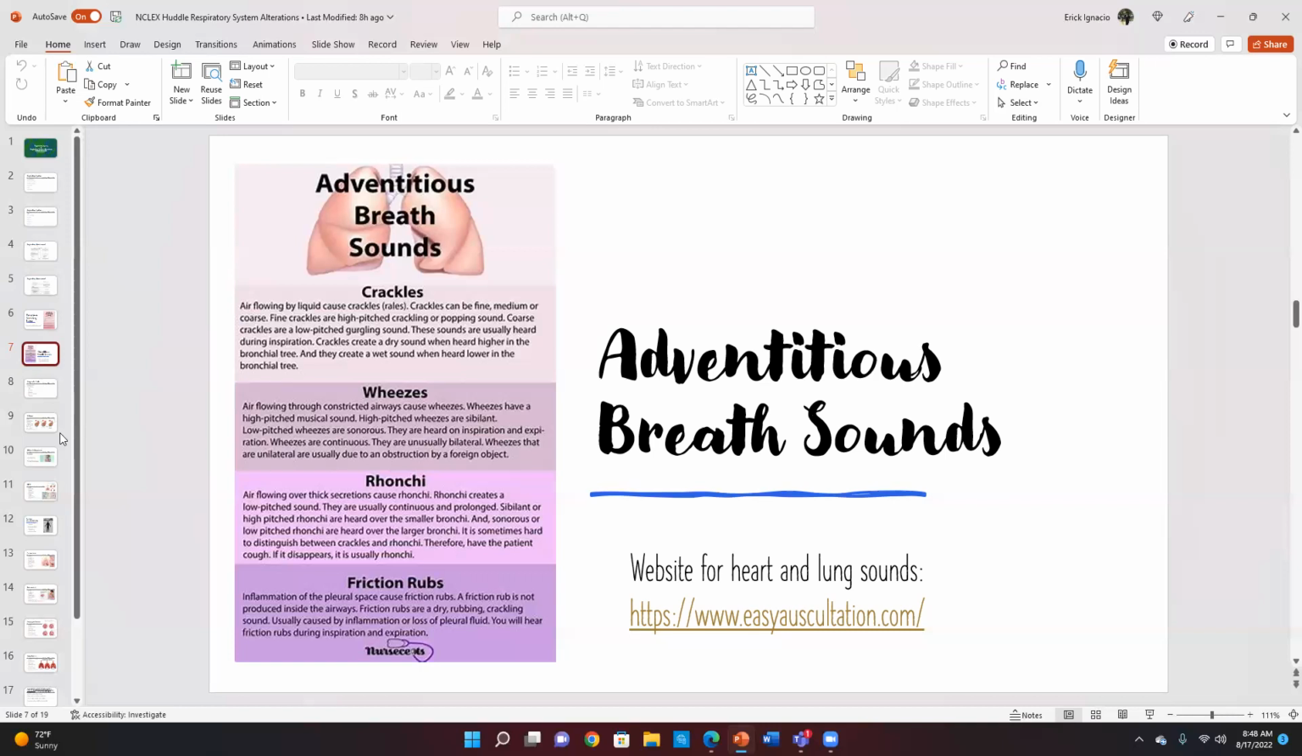Now, wheezes, this is described as a musical sound, right? And so this is a high-pitched musical sound, and this sound can be heard upon inspiration and expiration. And the kind of patient that could have wheezes would be your asthma patient. And when you hear wheezing, it's usually bilateral.